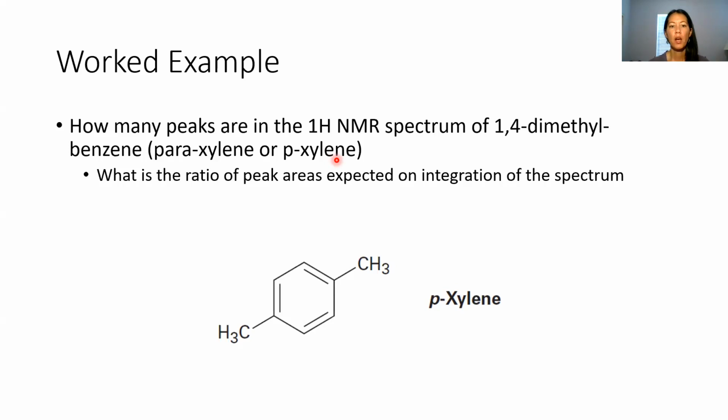Identify how many non-equivalent H's are present. So do you have the methyl groups? Are these 2 distinct methyl groups, or are they in the same type of environment? And then you have the aromatic ring H's. The next thing is, what ratio of peak areas would you expect if the spectra was integrated? And integration will give you those relative area amounts. So just take a moment to figure that out.